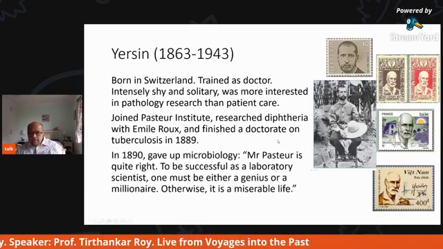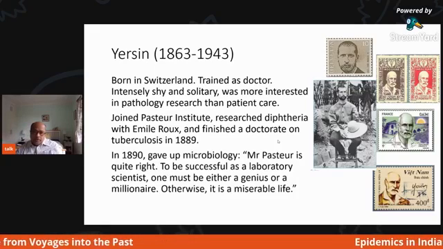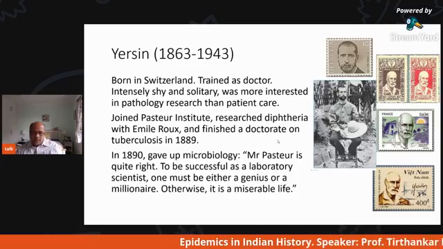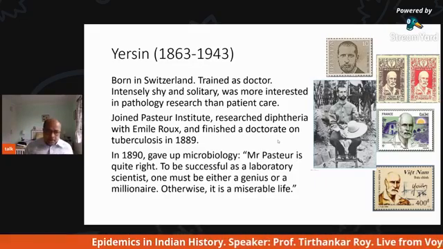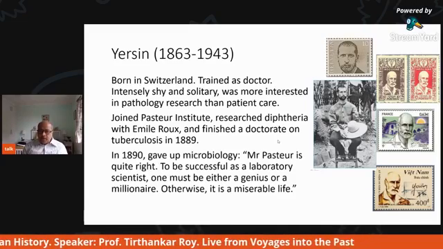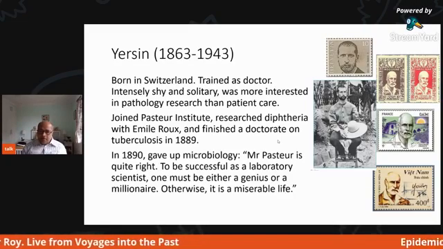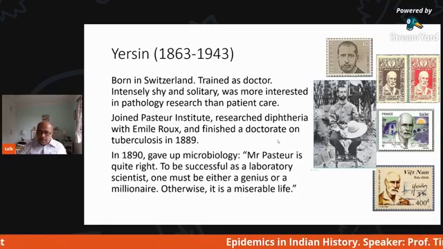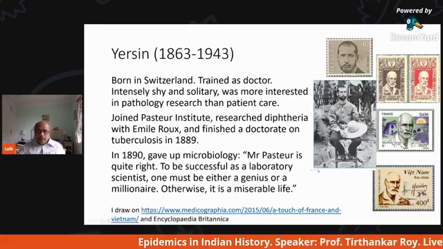At that point, he gave up all that on the excuse that Mr. Pasteur is quite right. To be successful as a laboratory scientist, one must be either a genius or a millionaire, otherwise it's a miserable life. So that kind of captures the sentiment in which many of these early research scientists were working.